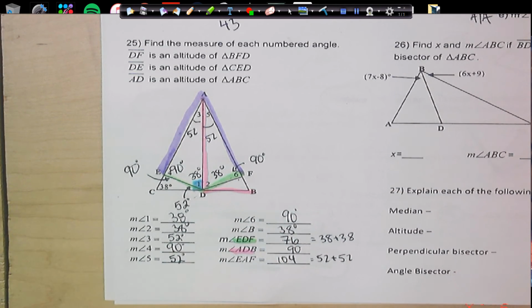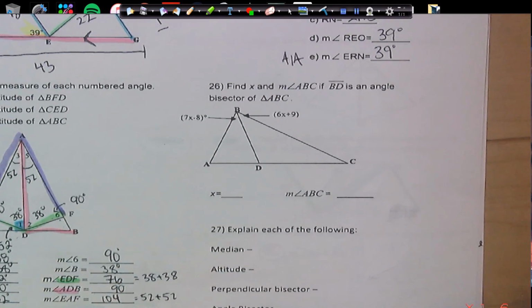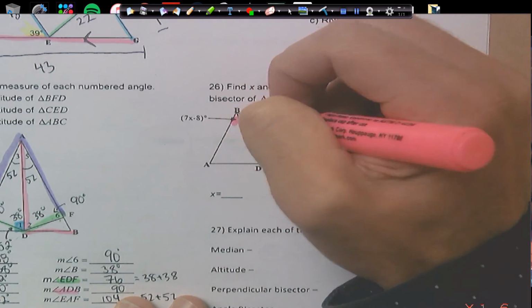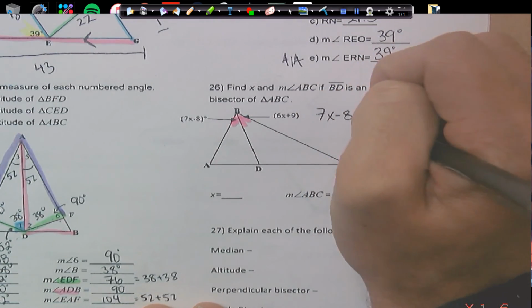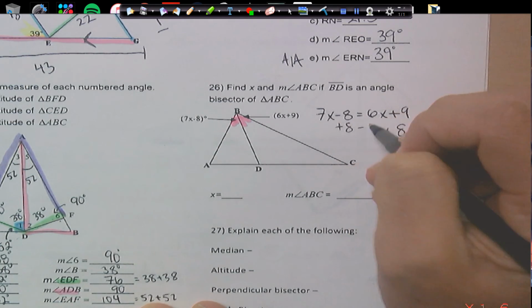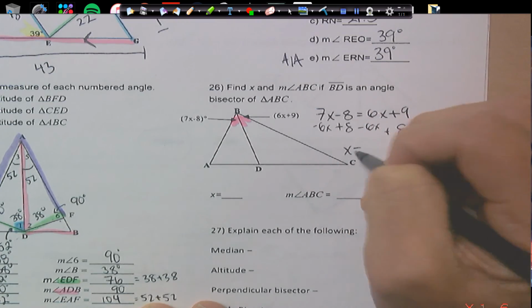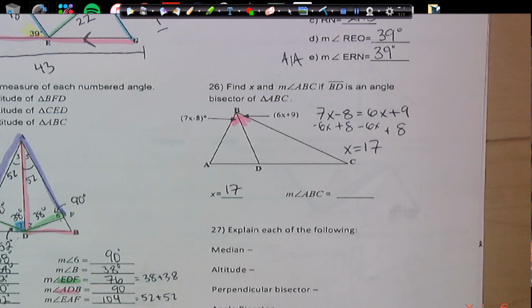All right. That's a crazy problem. Crazy fun. Yes. All right. Let's look at 26, and then I'll just explain these, and we'll be out of here. BD is an angle bisector, so we actually know that these two angles are congruent. So we're going to set them equal to each other. 7x minus 8 equals 6x plus 9. Add the 8 over. Subtract the 6x. You get x equals 17. I'm going to tell you right now, this is a bad problem. Good experience, but bad problem because it has a bad answer.